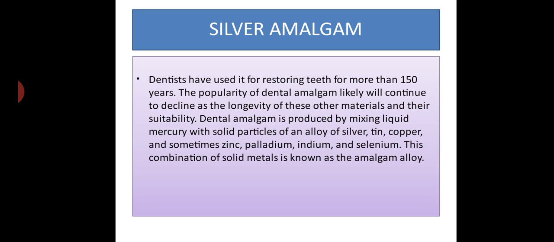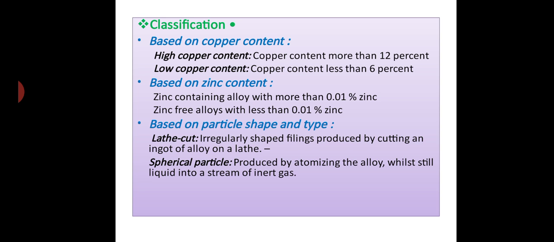The popularity of dental amalgam will likely continue to decline as the longevity of these other materials and their suitability improve. Dental amalgam is produced by mixing liquid mercury with solid particles of an alloy of silver, tin, copper, and sometimes zinc, palladium, indium, and selenium. This combination of solid metals is known as the amalgam alloy. Classification based on copper content: high copper and low copper.